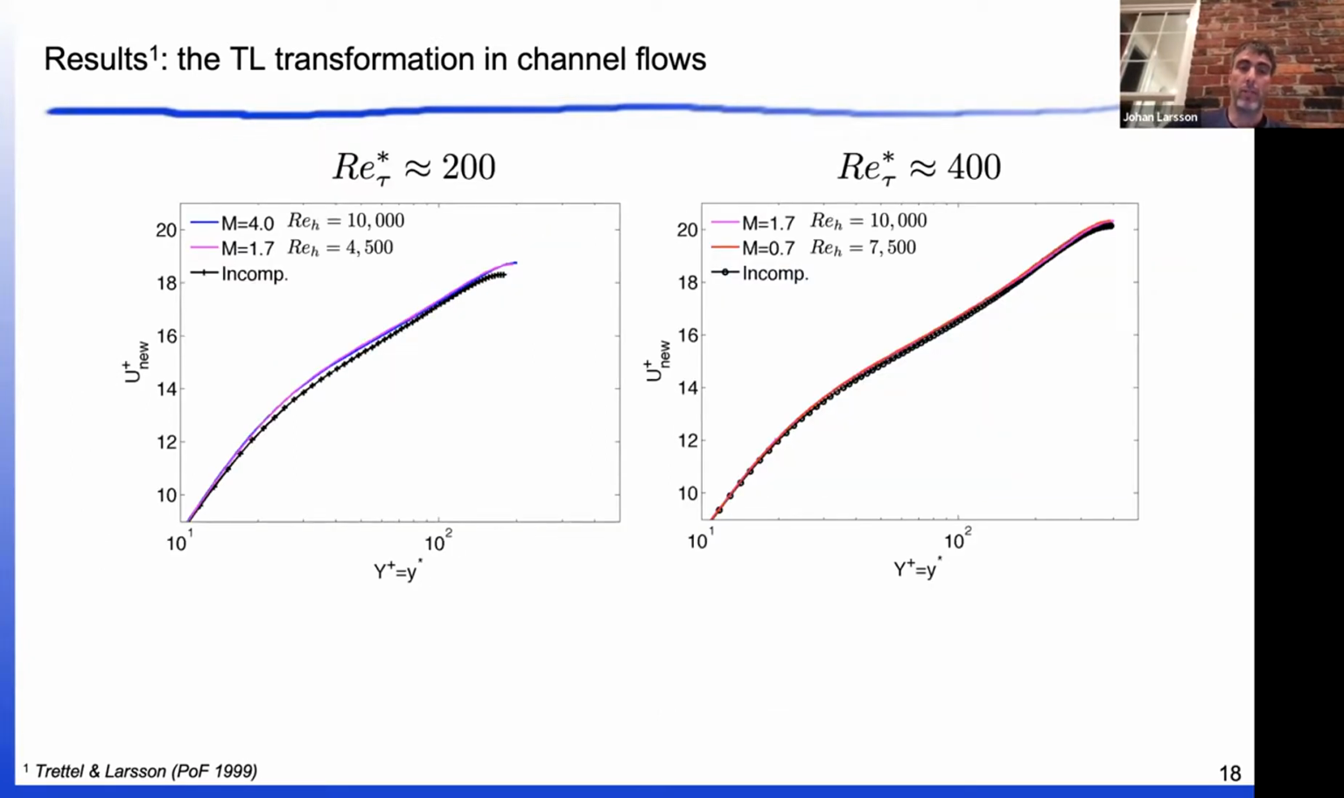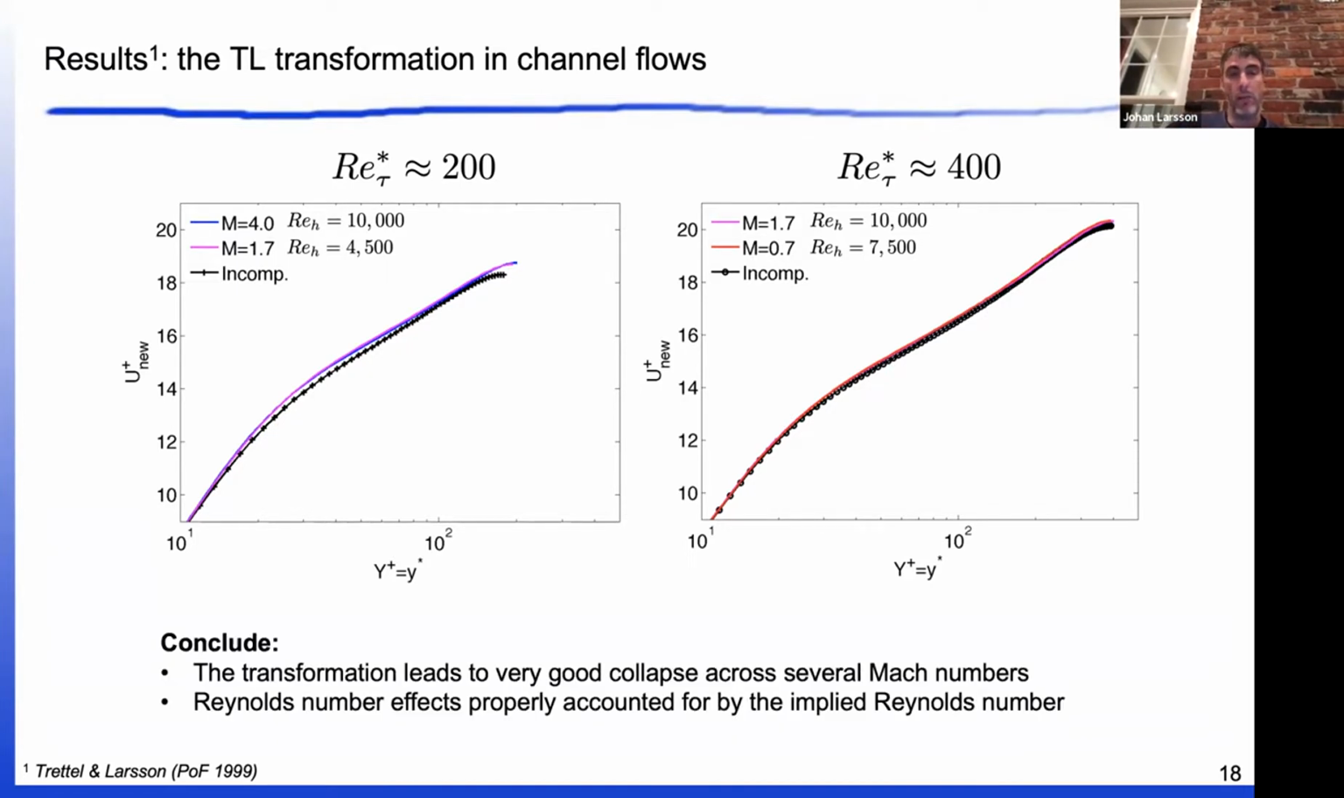In fact, if I do this a little further, each of the figures here has two different Mach numbers, but where the transformed friction Reynolds number is the same between the cases, and then they collapse really well on each other. So based on this, we said that for these channel flows, the transformation really works beautifully.